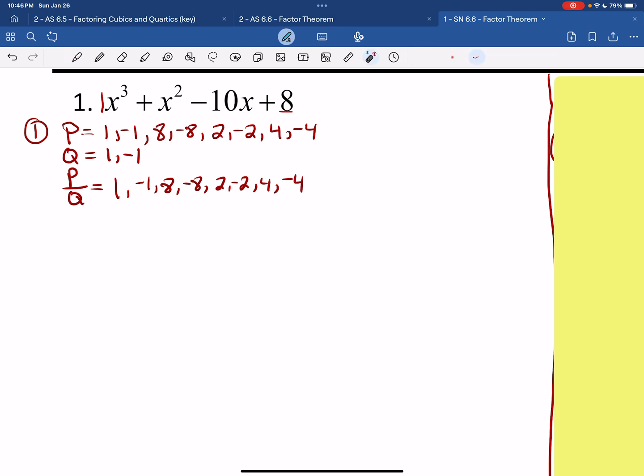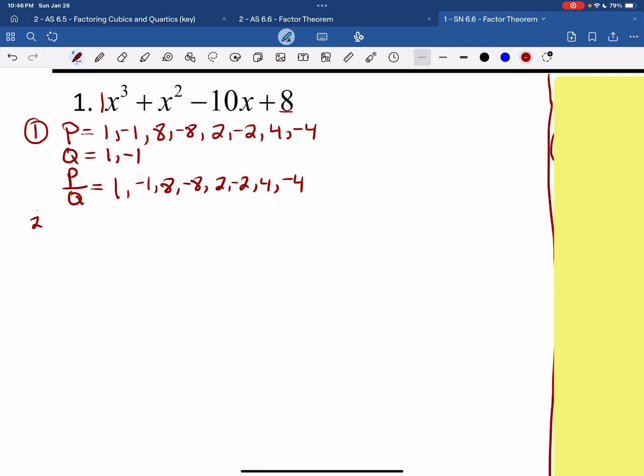Okay, now let's start dividing by negative 1. 1 divided by negative 1 is negative 1, and I already got one of those. Negative 1 divided by negative 1 is positive 1, and I already got one of those. 8 divided by negative 1 is negative 8, and I got one of those. Hopefully by now you can see that I've already divided by 1 and negative 1, and they're all going to be the same. So these are all of my possible rational roots.